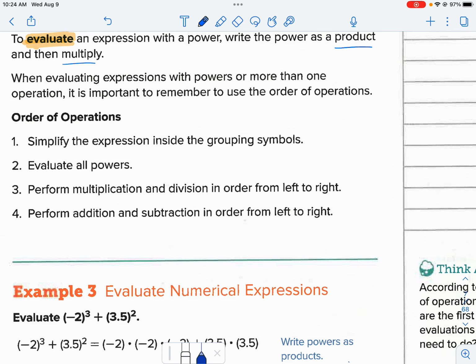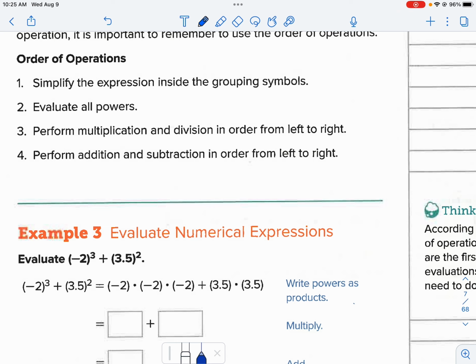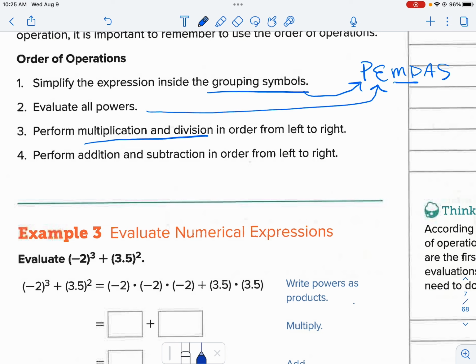When evaluating expressions with powers or more than one operation, it's important to remember your order of operations. Okay, so you guys learned it as PEMDAS, or a lot of you did. Or please excuse my dear Aunt Sally. It says grouping symbols. Guys, grouping symbols are parentheses because sometimes you have something other than a parenthesis. You have a bracket, you have a brace, you have a fraction bar. Evaluate all powers. Well, that's your E. That is your exponent. Then multiplication and division at the same time. These two at the same time, left to right. And then addition or subtraction from left to right.